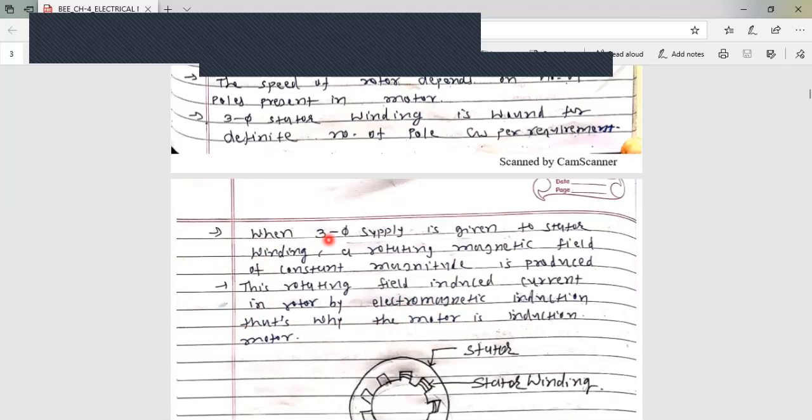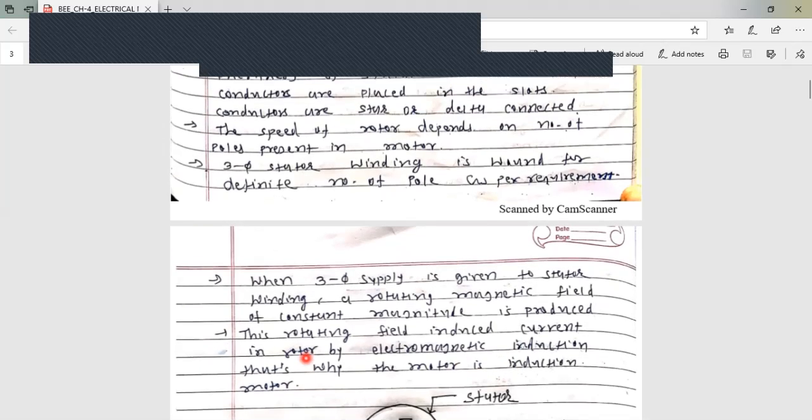Again, I repeat, when a three-phase supply is given to the stator winding, a rotating magnetic field is produced, which we will discuss in detail in the next lecture. But keep in mind that when supply is given to the stator winding, a magnetic field of constant magnitude is produced, and this magnetic field induces current in the rotor by electromagnetic induction. Due to that induction principle, this motor is known as an induction motor. So this is about the stator.